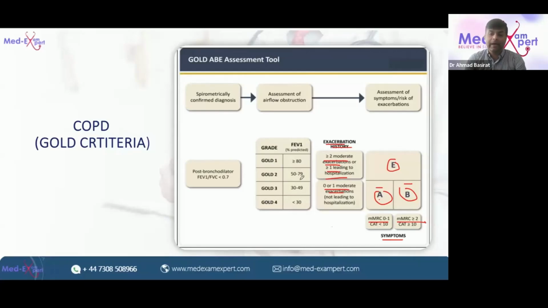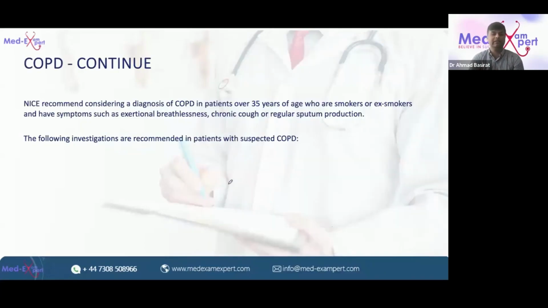Okay, and then we say goal 1, goal 2, goal 3, and goal 4. If you can recall the previous slide, 80 or more than 80 was mild, so that is goal 1. Then 50 to 79 was moderate, it is goal 2. Then 30 to 49 was severe, it's goal 3. And less than 30 was very severe, it's goal 4. So that's how we do it. And as I told you before as well, we start from FEV1 over FVC ratio of less than 0.7. Hence, we say this is obstructive lung disease, and we move on to the classification.